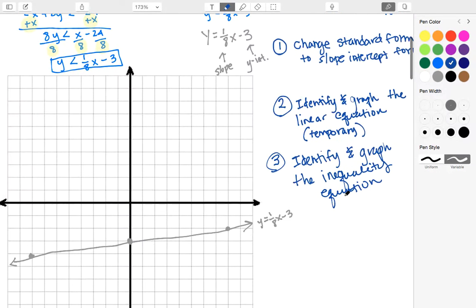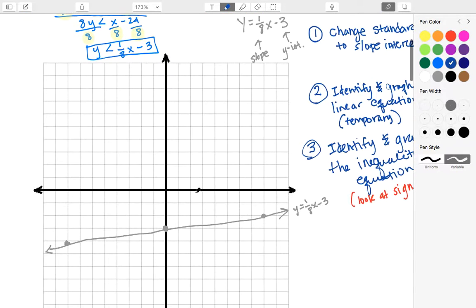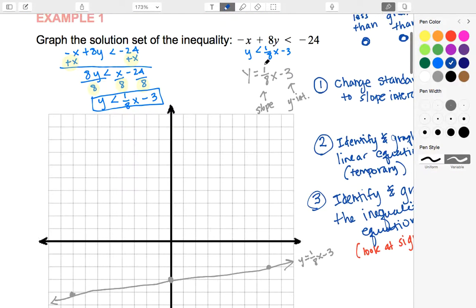Okay, so a key thing here is making sure that we look at our sign. Look at sign. I'm going to explain why that's important. Now, I'm going to do this in blue so you all can see this. So right here it says less than. y has to be less than 1/8x minus 3.